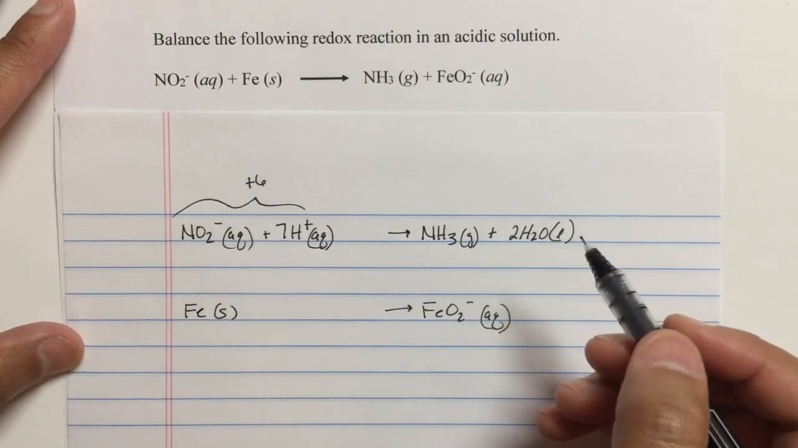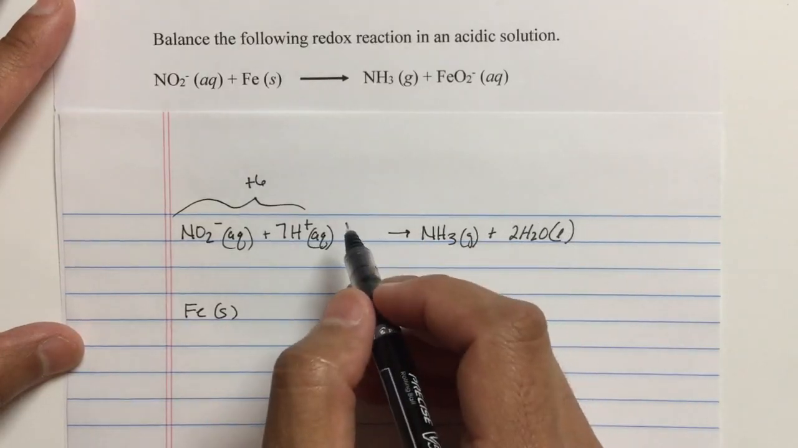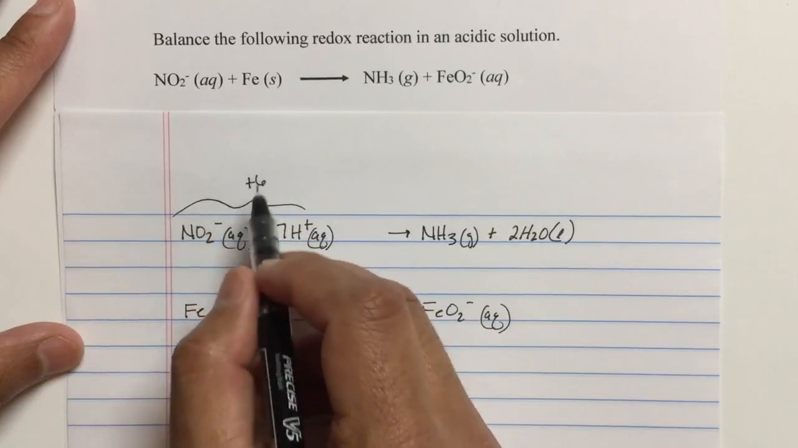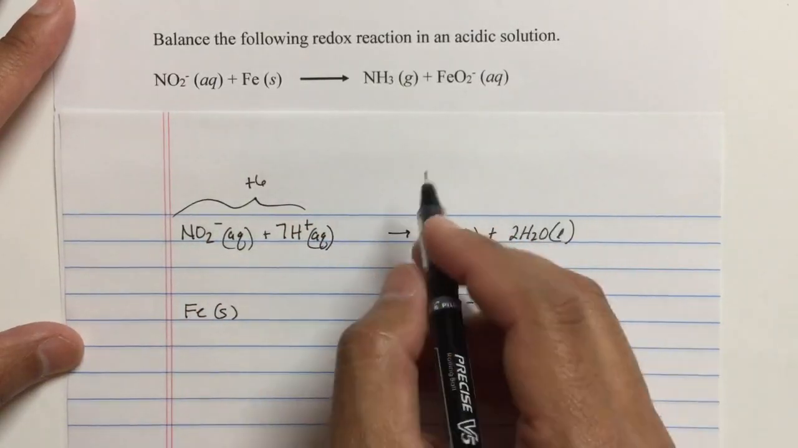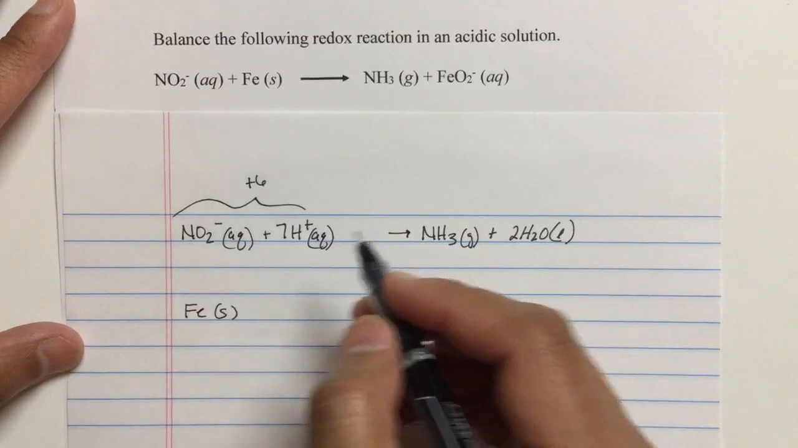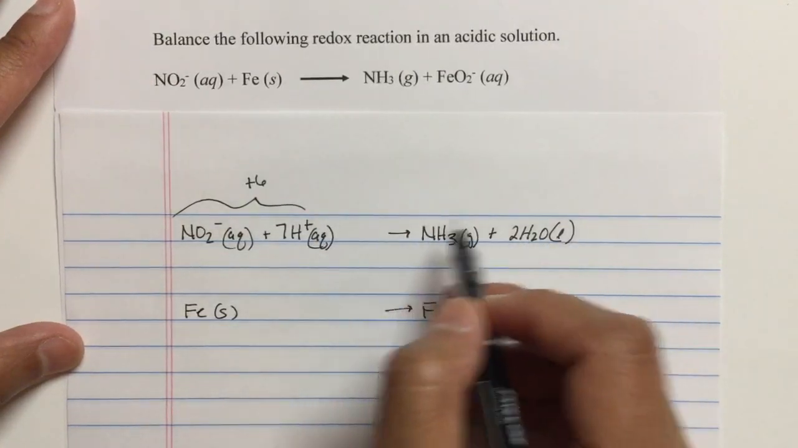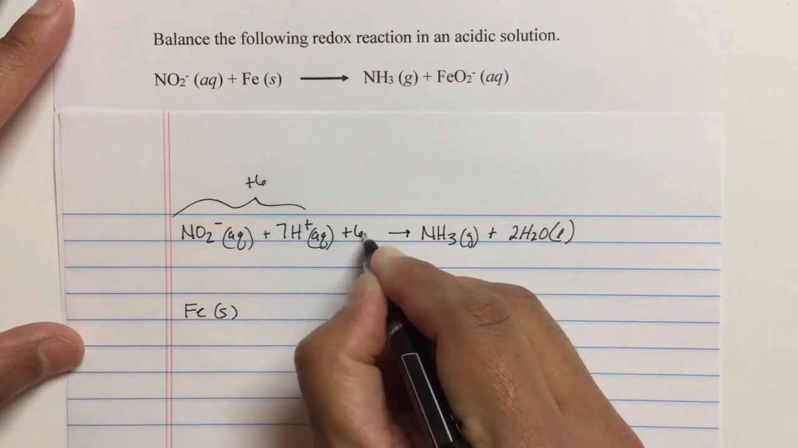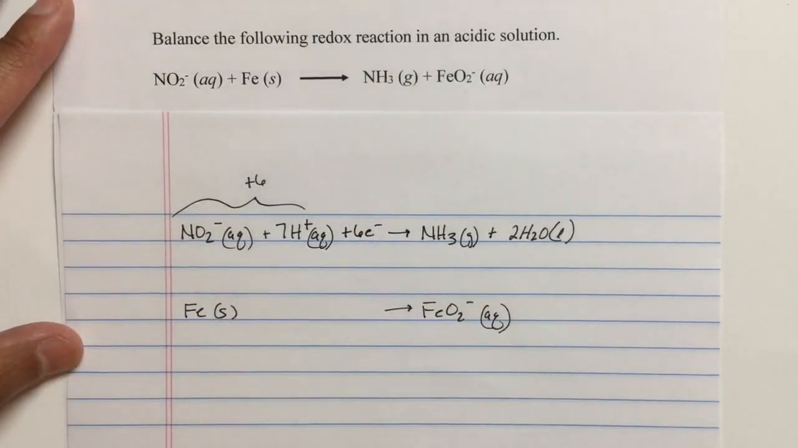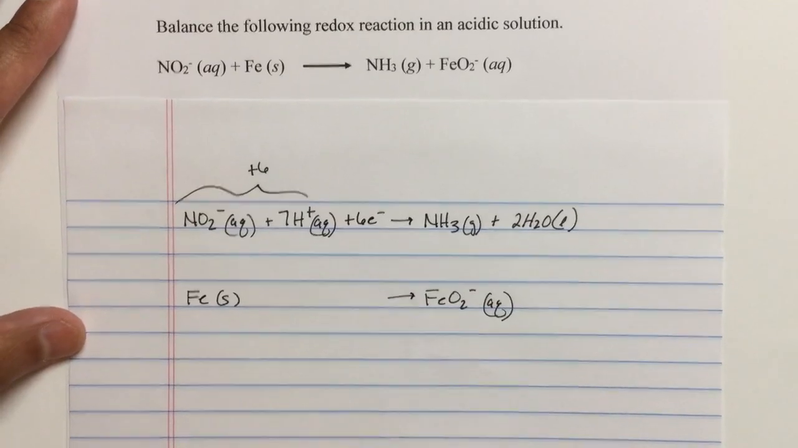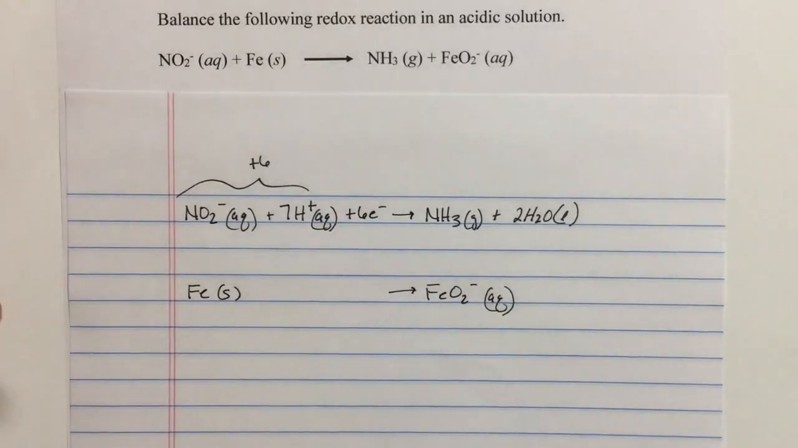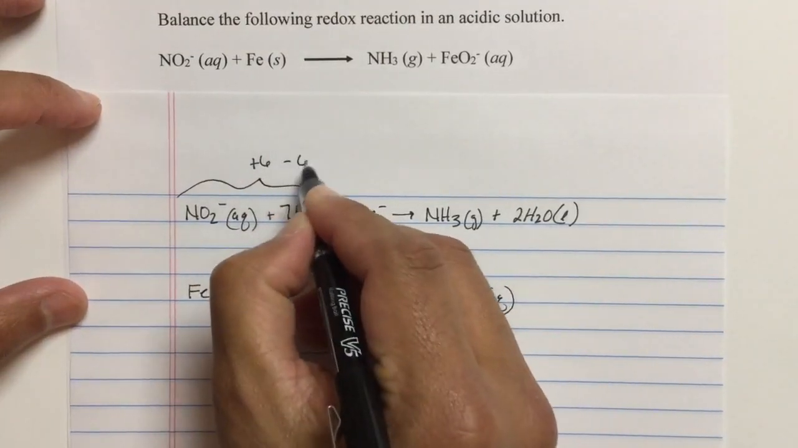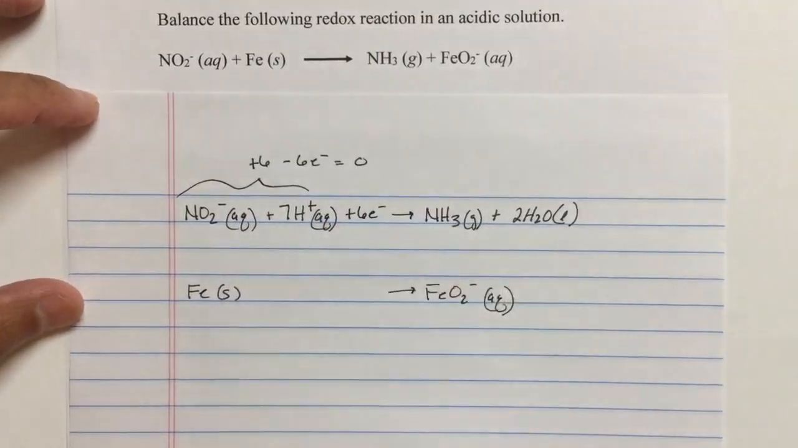And so we want 0 charge. So we're going to add electrons here. Remember, we always go to the higher charge, plus 6. This side is 0. So we want to go to the higher charge and add electrons so that we can get down to what we're looking for. This side is 0. So we're going to add 6 electrons. And that's it for the first half reaction. Plus 6 minus 6 electrons, of course, gives us 0.